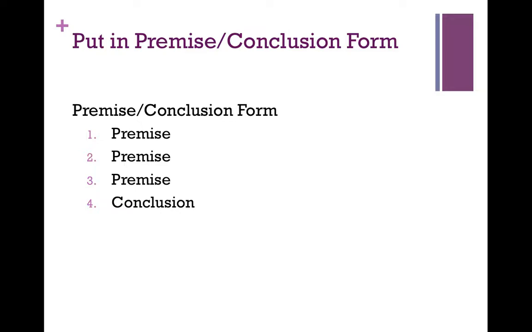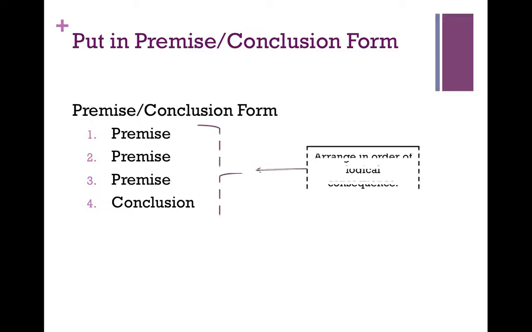One thing that is important to note about listing arguments in premise-conclusion form is that we arrange the argument according to logical sequence. If, for instance, 1, 2, and 3 are all premises in support of the conclusion, we place the conclusion last. If, say, 2 follows from 1, we'd list 2 after 1.